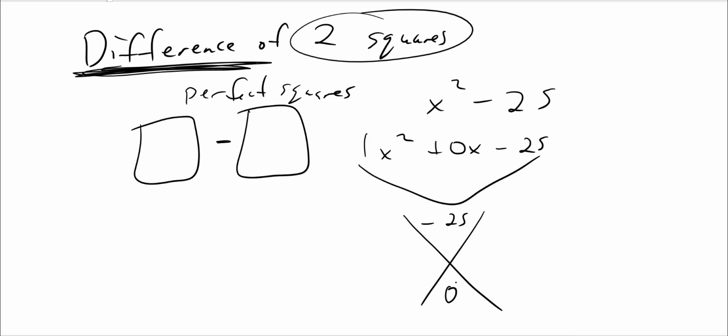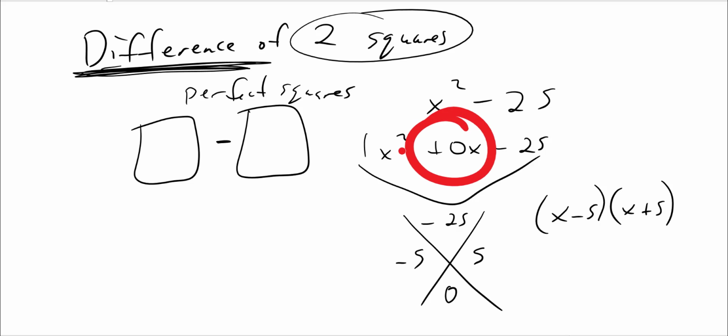So there's basically two numbers that multiply where one is positive and one is negative, and it turns out that it's negative 5 and positive 5, right? Because negative 5 times 5 is negative 25, and negative 5 plus 5 is 0. So my answer to this problem is x minus 5, x plus 5. Okay, that's a little weird.